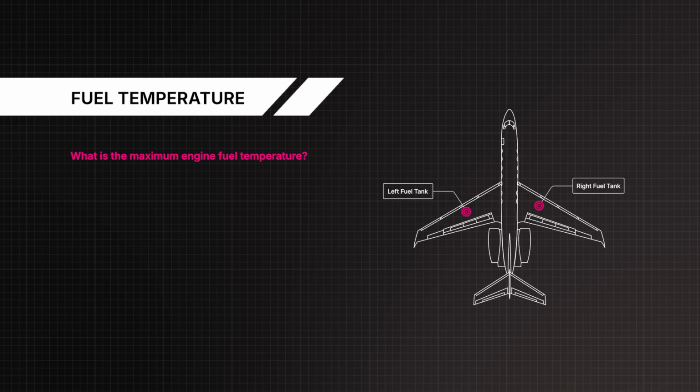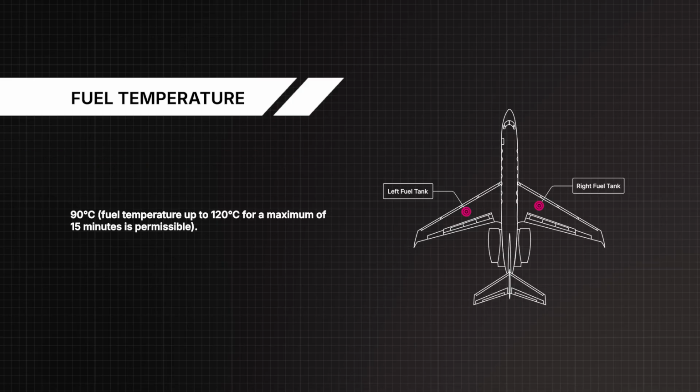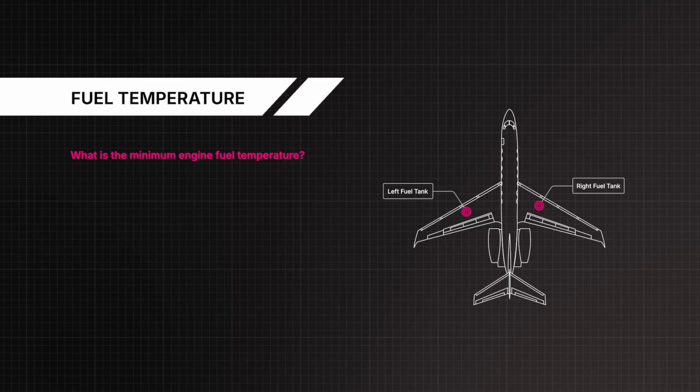What is the maximum engine fuel temperature? 90 degrees Celsius. Fuel temperature up to 120 degrees Celsius for a maximum of 15 minutes is permissible. What is the minimum engine fuel temperature? -40 degrees Celsius.